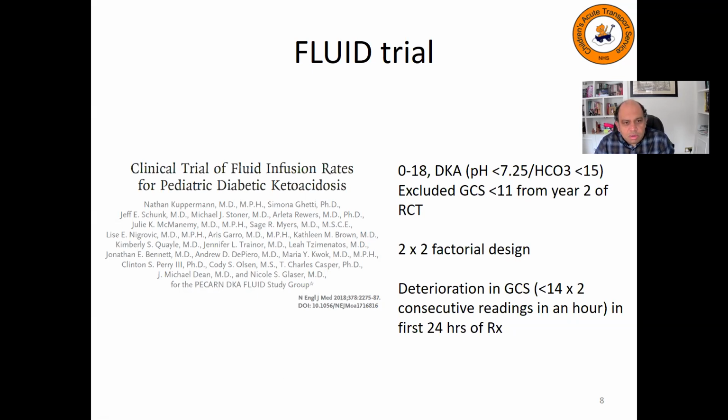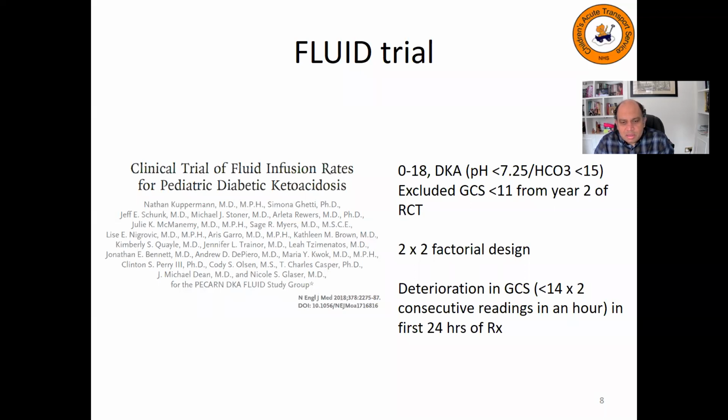They recruited patients 0 to 18 years old with a DKA diagnosis, and the inclusion criteria was a pH of 7.25 and below, or a bicarbonate of under 15. They excluded patients who had a GCS of 11 or under from the second year of the RCT.